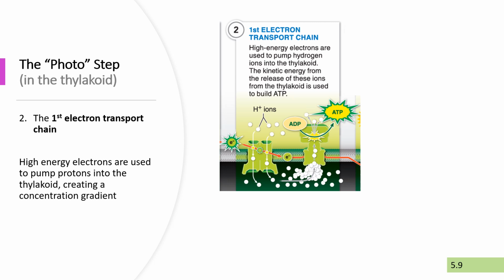So in that first step, we produce some high-energy electrons. Next, they enter the electron transport chain. In this step, the energy contained in those electrons is used to pump protons into the thylakoid. Remember, those electrons and protons came from the water molecule we just split. This creates a concentration gradient, which is a store of potential energy.